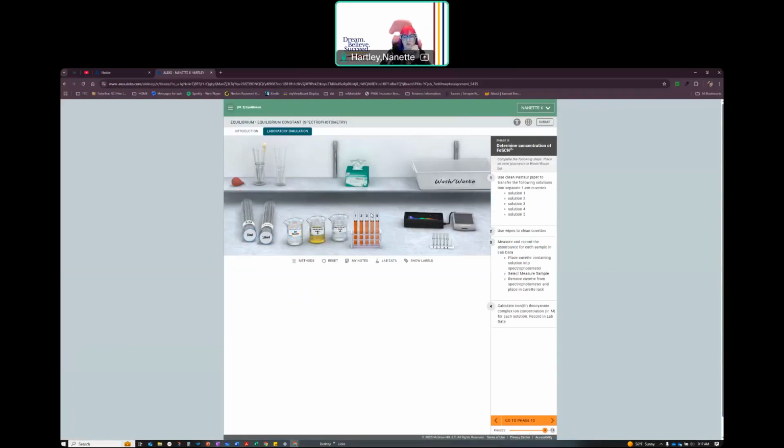Use a clean Pasteur pipette to transfer the following solutions into separate 1 centimeter cuvettes. Solution 1 goes in 1. Solution 2. I wonder what happens if I try and put. Oh, good. Wondered if it would just automatically do it for me, if it would tell me I'd screwed it up.